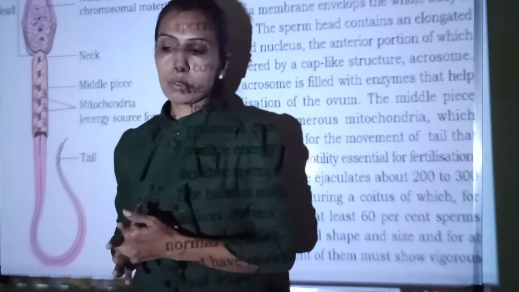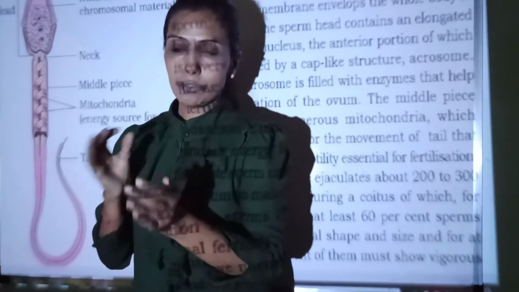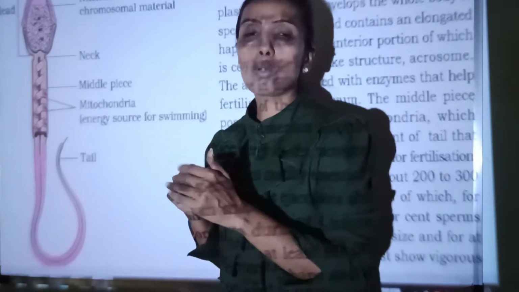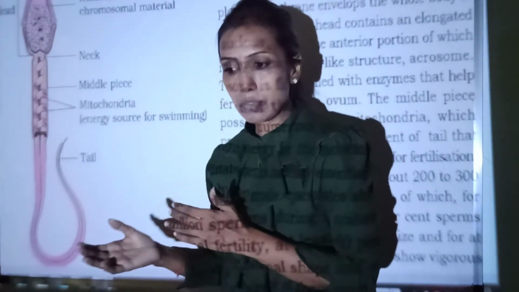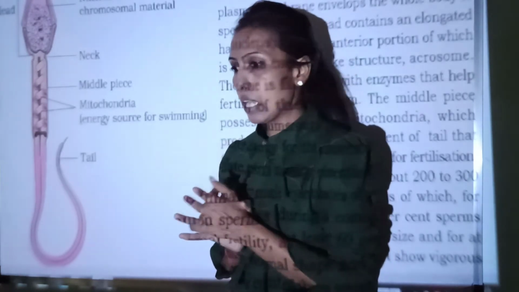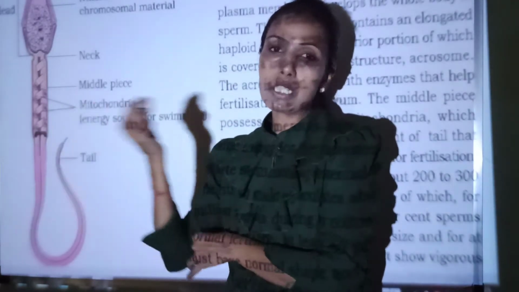Okay, so the process of spermatogenesis and oogenesis, the formation of sperm inside the seminiferous tubule, how the primary spermatocytes develop into the secondary spermatocytes, followed by spermatid formation, and finally the sperms are formed, that we have already studied. Now today we will be studying the structure of a single human sperm.